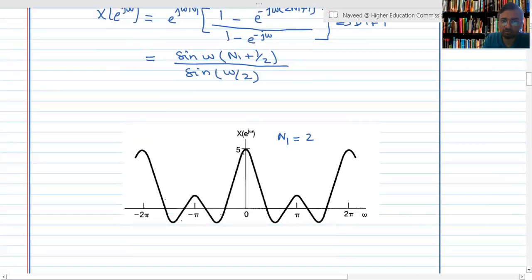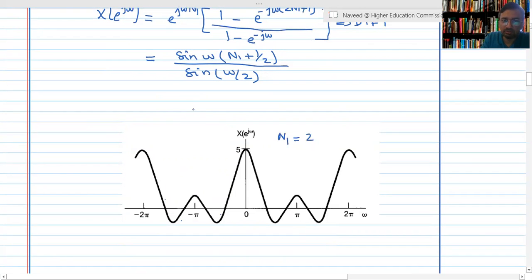Okay, and this is the counterpart of what we saw for the continuous time Fourier transform of a continuous time rectangular pulse. The Fourier transform of a continuous time rectangular pulse was a sinc function, but that sinc function was aperiodic. Here, when we have a discrete time rectangular pulse, its discrete time Fourier transform is a sinc which is periodic, and the period is 2 pi.